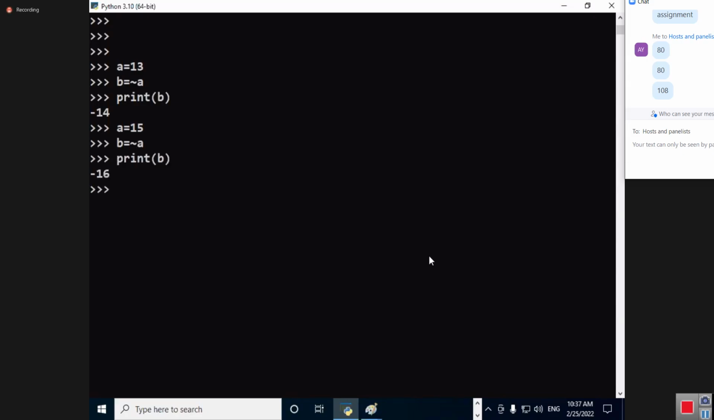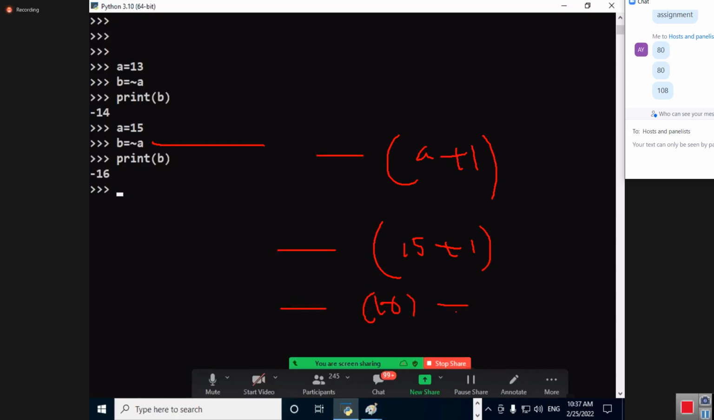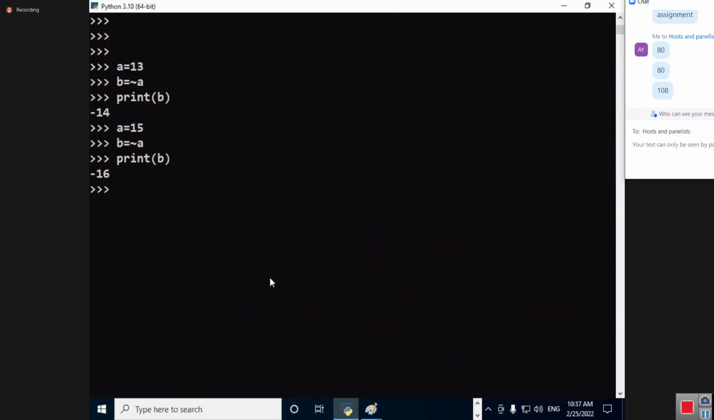If anybody asks, sir, why all this difficulty for binary addition? Minus of A plus 1, you say. Simply. What is minus of A plus 1? 15 plus 1, which is called what? Minus 16. Minus 16 is the result. Understand this? Suppose A is equal to 345. Directly I will print the complement of A. What is the answer? Minus 346. Simple formula. Are you following?